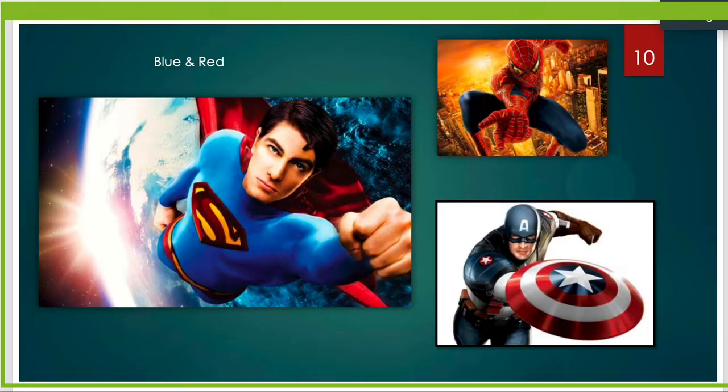But we also have these cultural associations with color. You've all seen Captain America. You've all seen Superman. Why do you think Superman and most of these comic book hero films are shot in red and blue? What do you think? Any guesses?